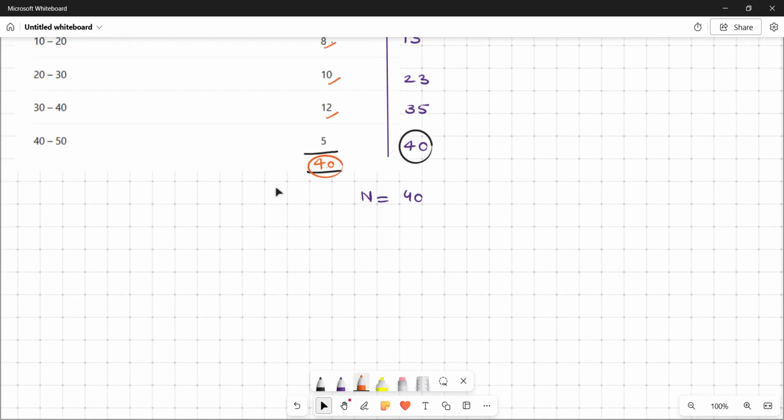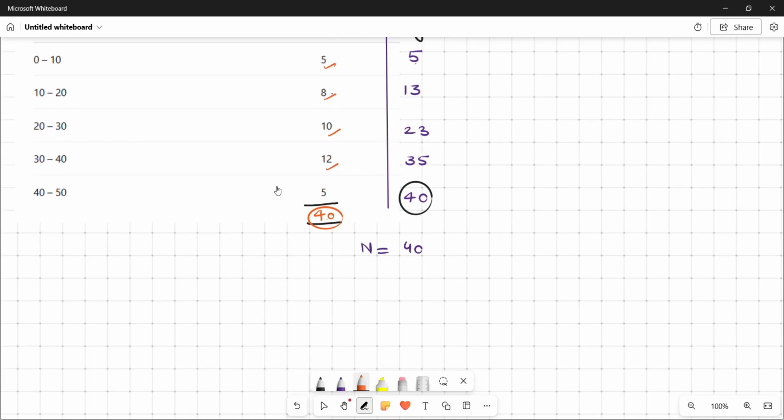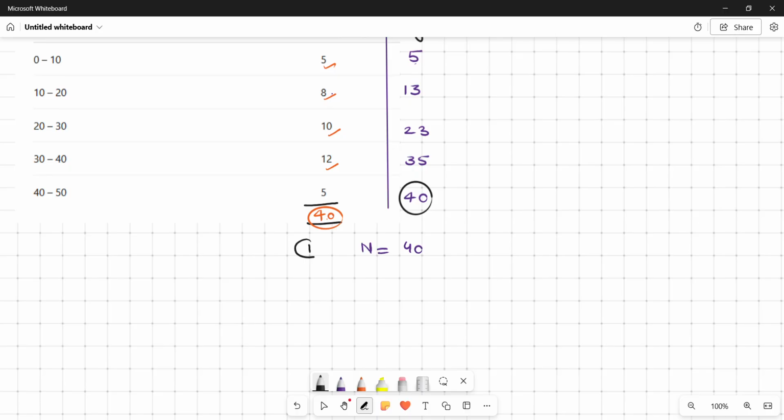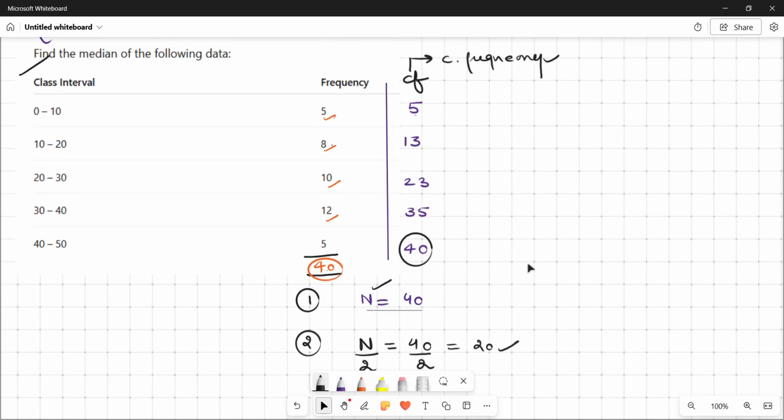In the first step we have to calculate the cumulative frequency. Now we have a clear idea what n is. Our n is 40. So in the second step, we have to divide this n by 2. So we have to calculate the value of n by 2. Now 40 by 2, it will be 20. So in the second step we have to calculate the value of n by 2, and our n by 2 is 20, that is 40 by 2, that is 20.